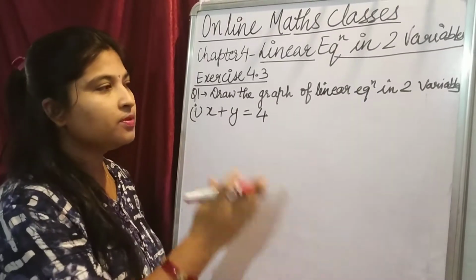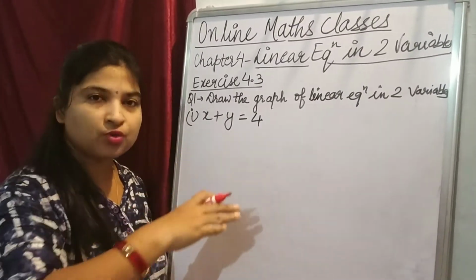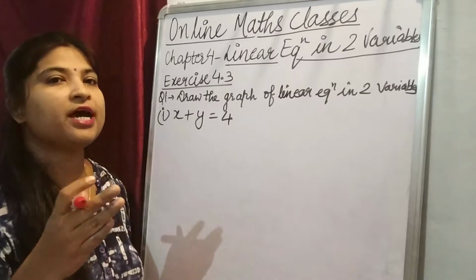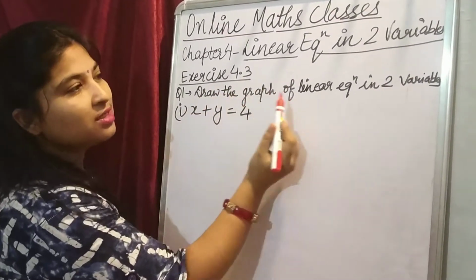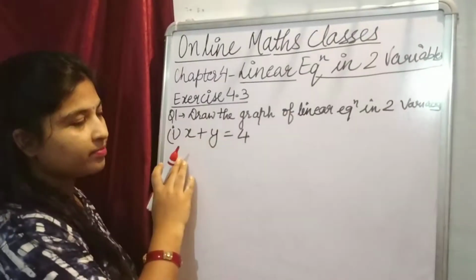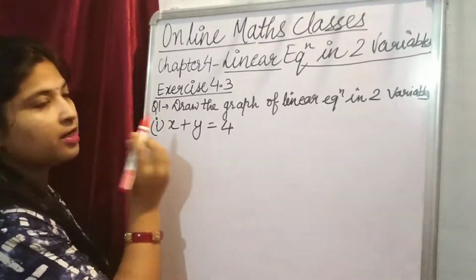Yes, exercise 4.3 we are starting. There is no theory because the theory is just related to 4.2 only, and that theory we already have completed. Okay, what is the question? The question is: draw the graph of linear equations in two variables. There are four parts. I am doing the first part of it.